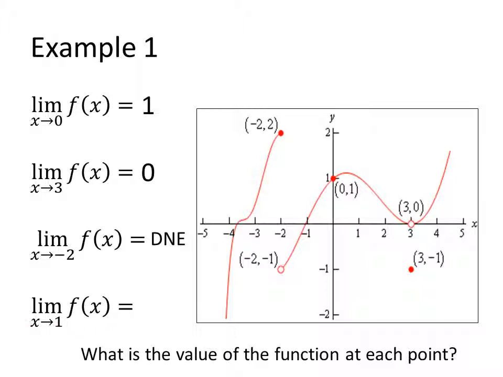Finally, if we look at x is equal to 1, we're looking at the limit as the x values approach this value 1. From the left, it looks like it's getting pretty close to 1, and from the right, it looks like 1. So therefore, since those two agree, the limit as x approaches 1 is 1.